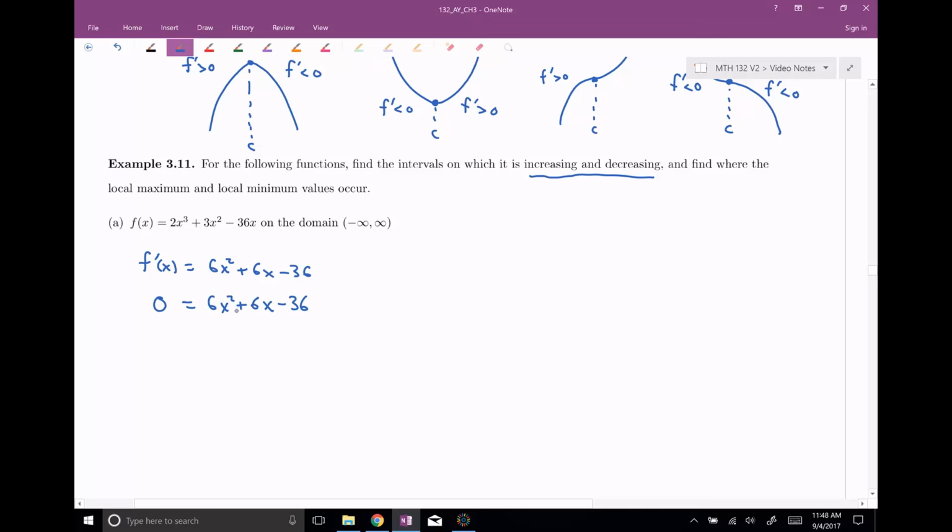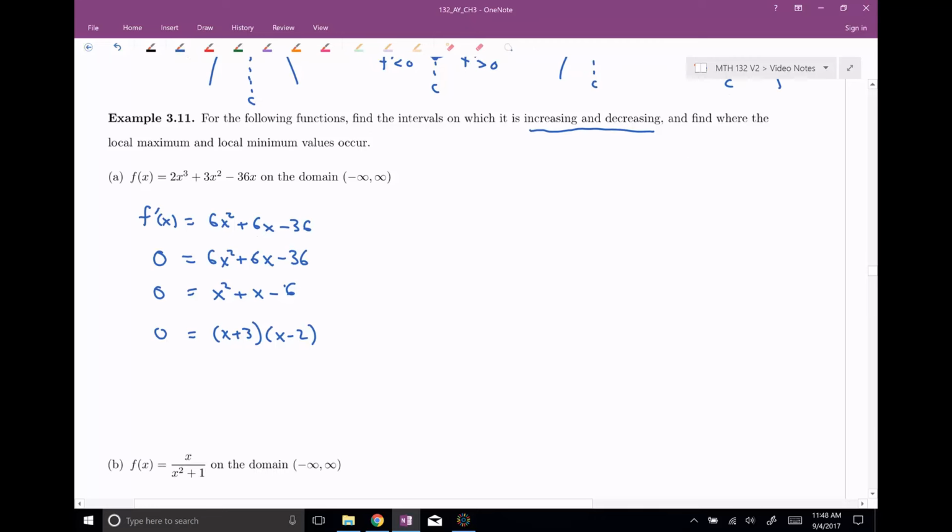Well, first thing I notice, everything's divisible by 6. So if I divide through by 6 on both sides, this side becomes this, and then 0 divided by 6 is still just 0. And now hopefully I can factor this, right? So I think it's going to be x plus 3 and x minus 2. So this gives me these points x equaling 2 and x equaling negative 3. So these are our potential crossing points, so let's go ahead and put them on a nice number line here.